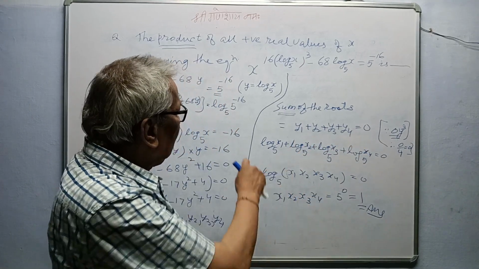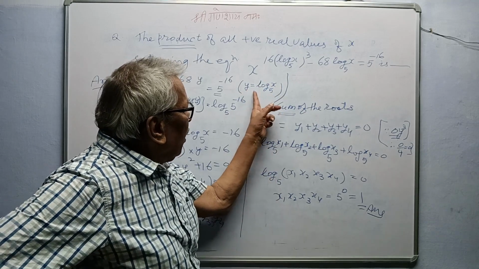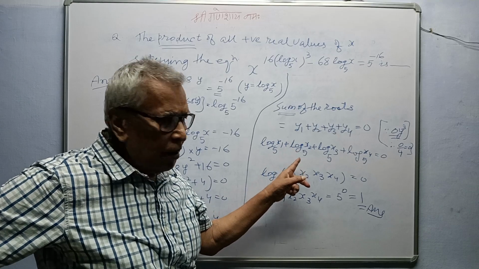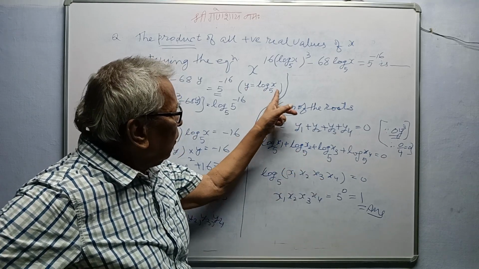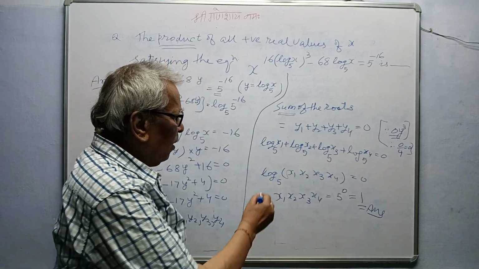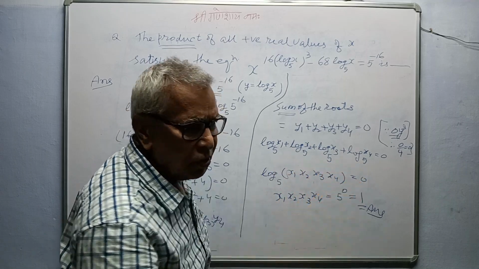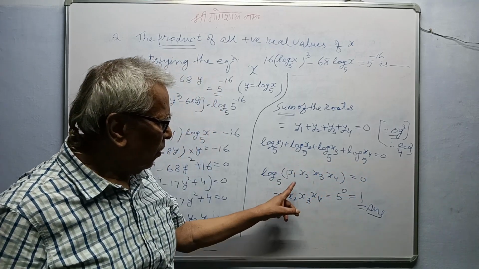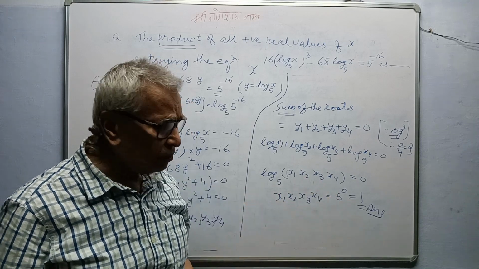Now y1 is equal to log x1 to the base 5, y2 is equal to log x2 to the base 5, y3 is equal to log x3 to the base 5, y4 is equal to log x4 to the base 5, and the sum is equal to 0. Now log of x1 into x2 into x3 into x4 is equal to 0 to the base 5. So x1 x2 x3 x4 is equal to 5 to the power 0, which is equal to 1.